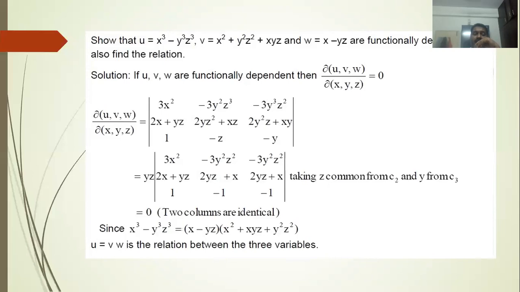Now we need to express u in terms of v and w, and we need a relationship between u, v, w. We see that x cube minus y cube z cube equals x minus yz into x square plus xyz plus y square z square. That is indirectly u equals vw, which is the relationship between these three variables.